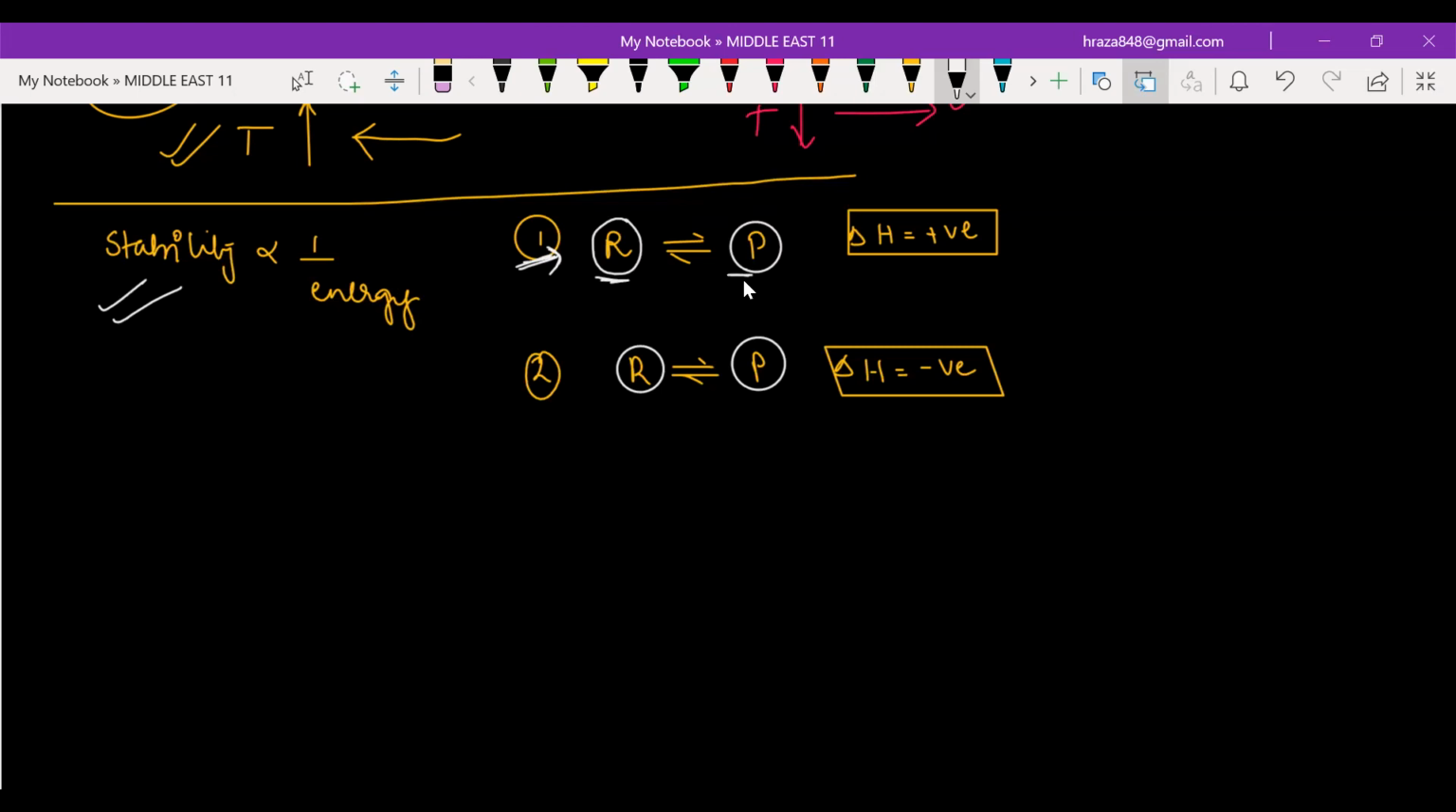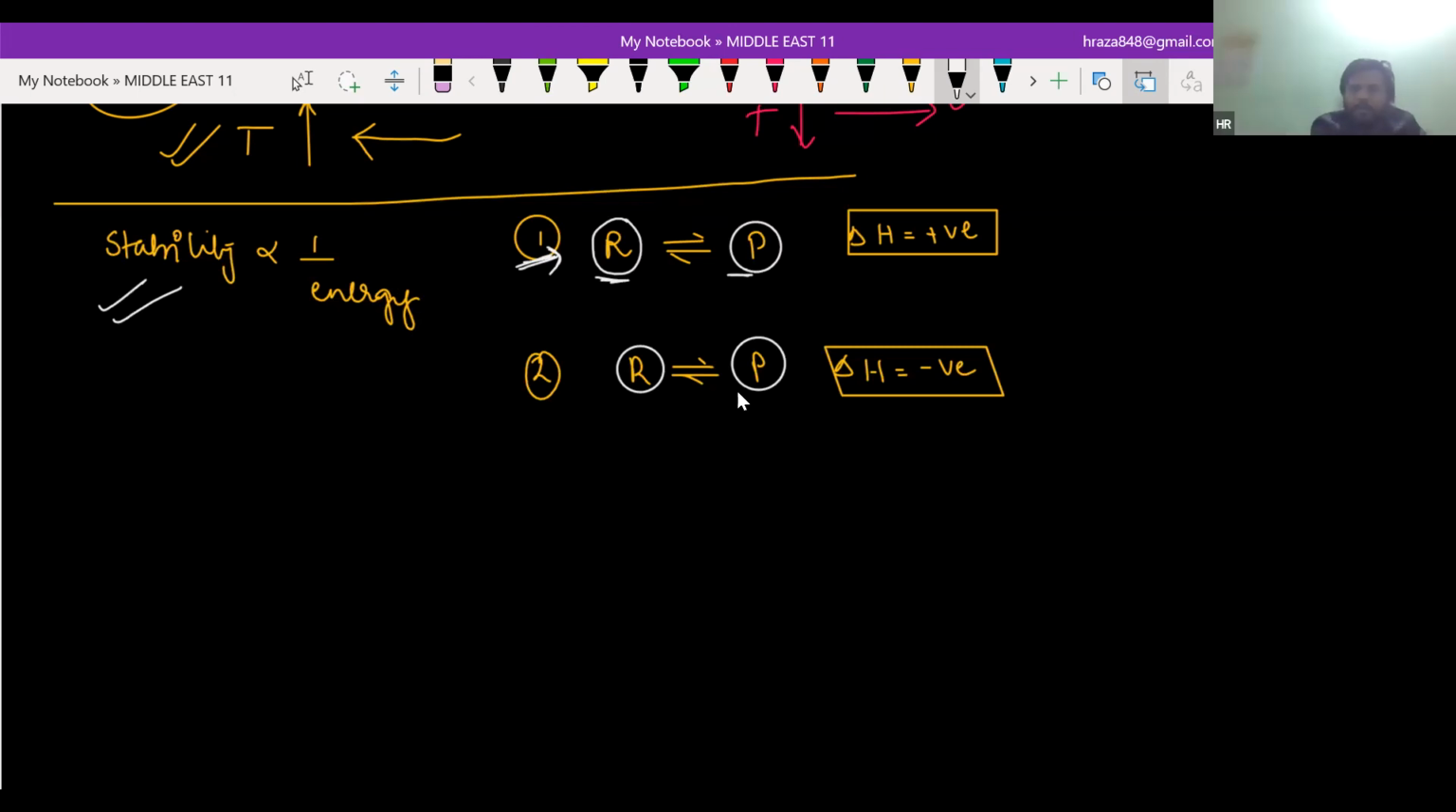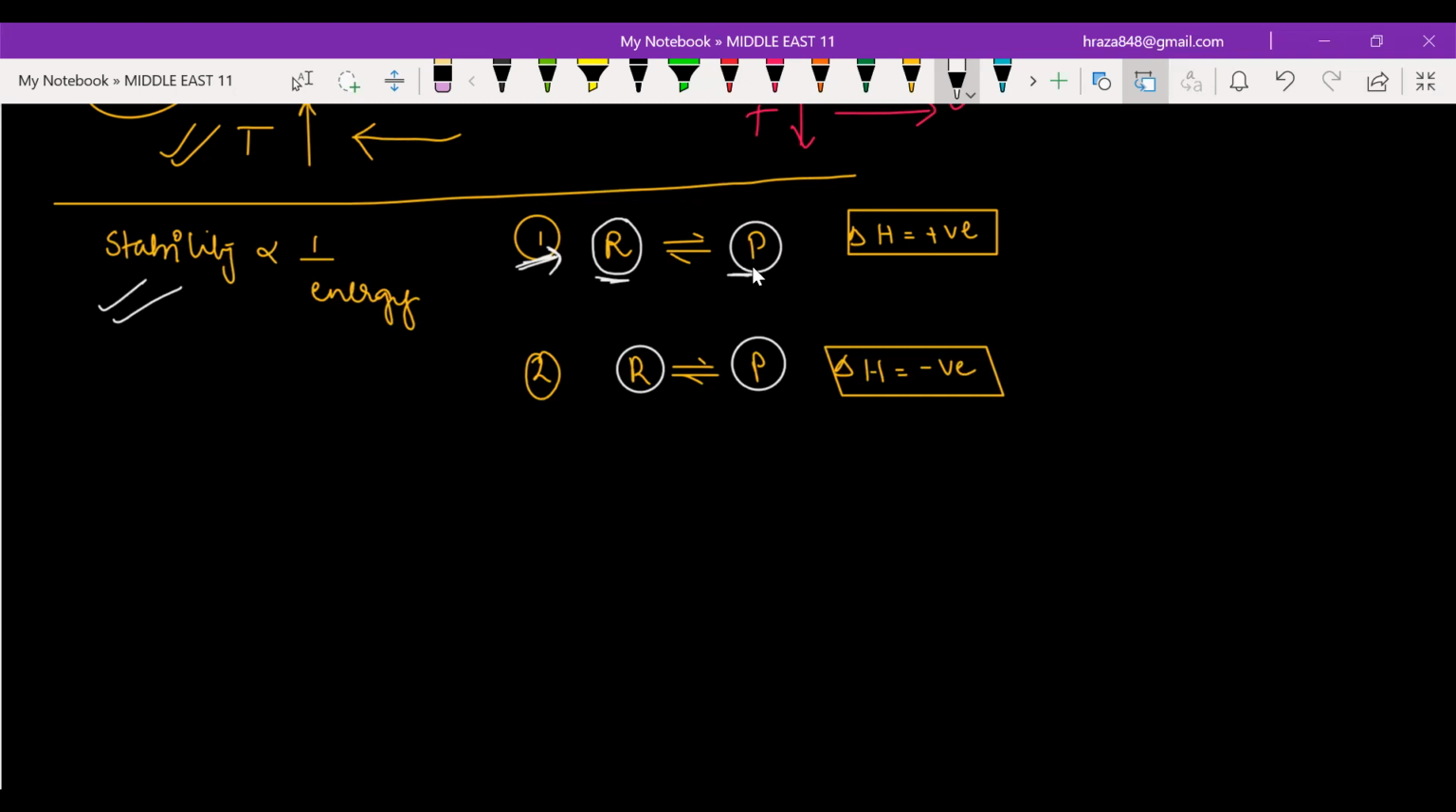Sir, I think it's reactant, sir. A reactant is more stable in the first. Yes, sir. And Ifra, your answer is also the same? No, sir, I said product is more stable.